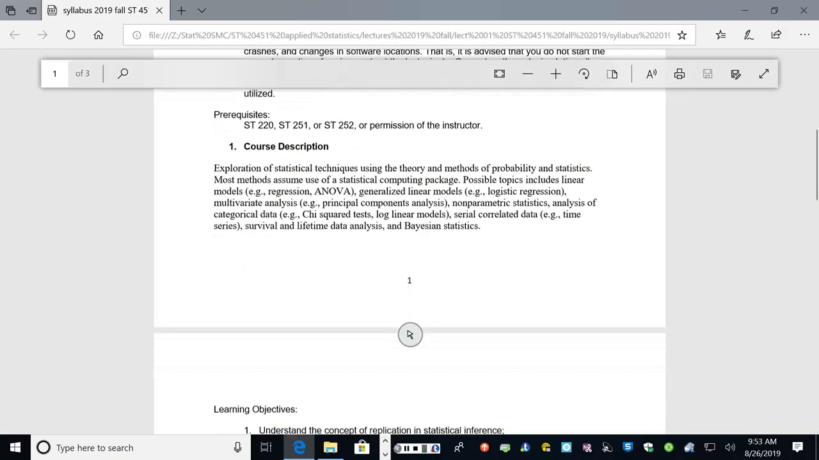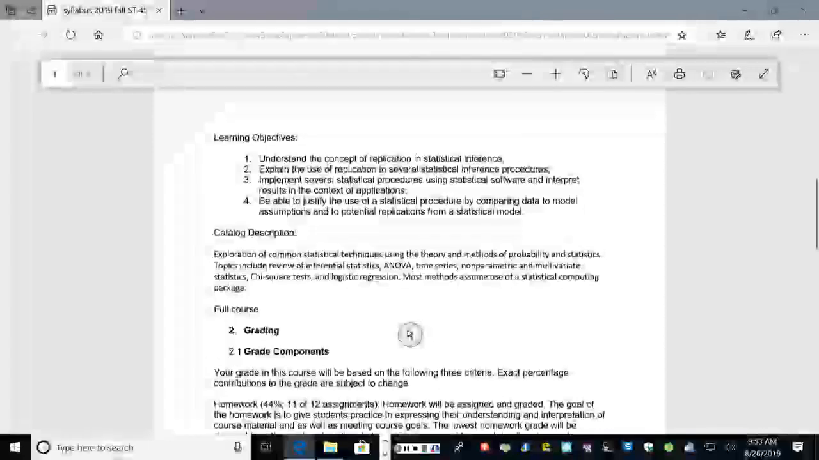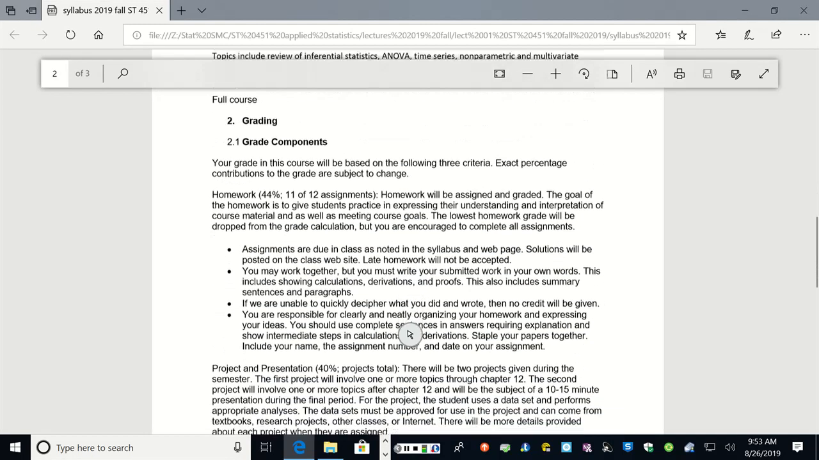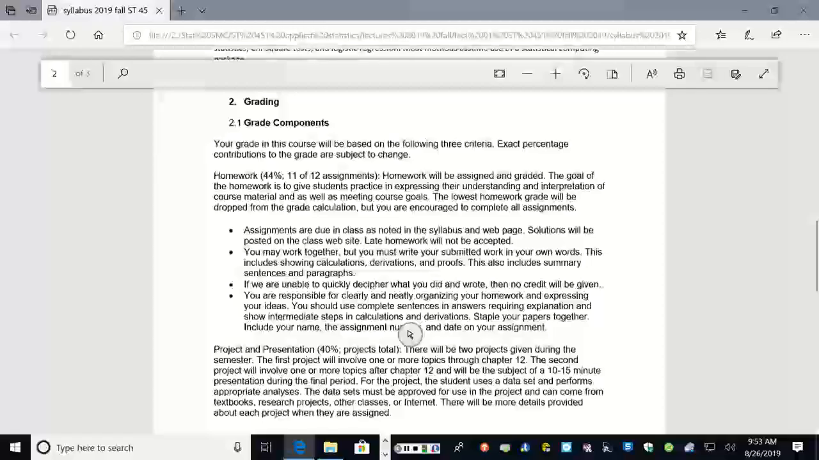Right, and then there's a few other things in here about learning objectives, the idea of replication, explaining the rationale for using a few statistical procedures, and then implementing them in a number of applications, and then comparing the data to the model, doing some diagnostics, or reassuring yourself that the model you're using seems appropriate for the data. Right?